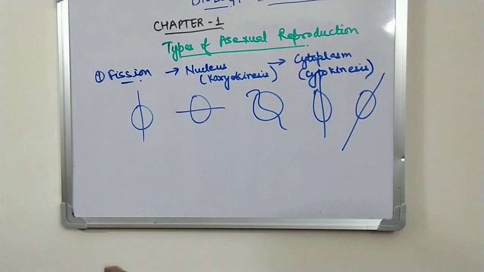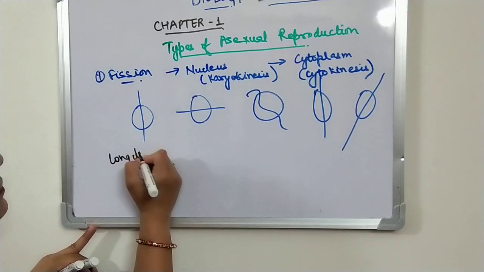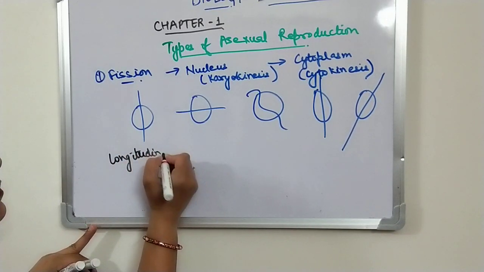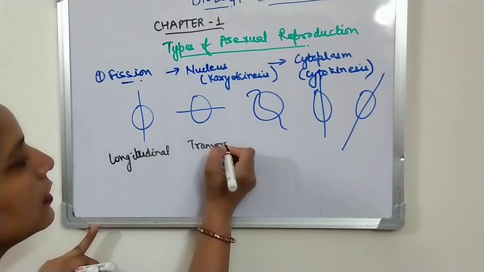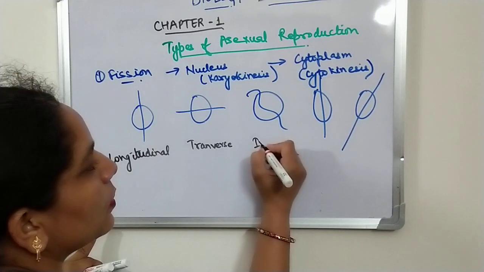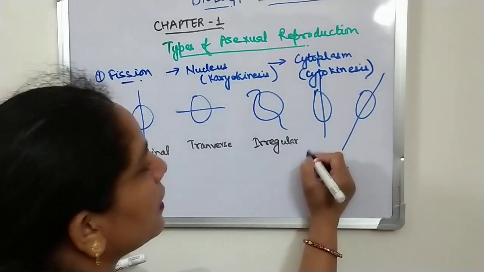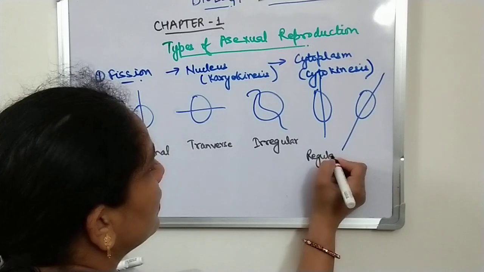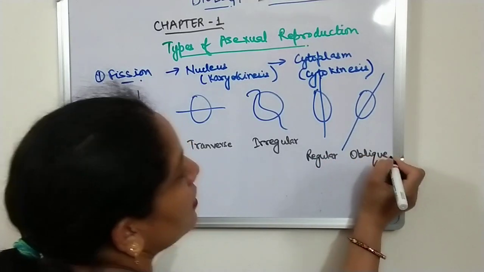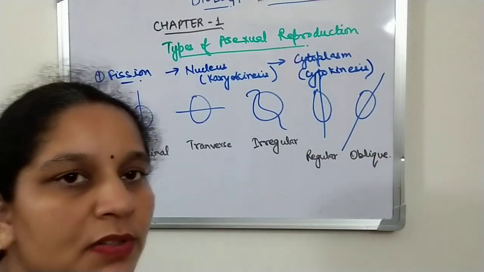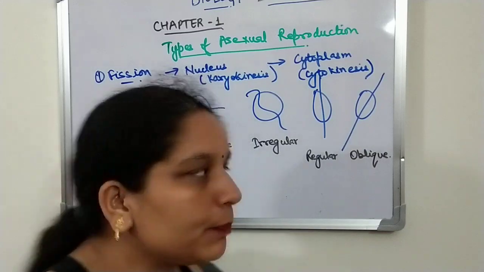This first one is known as longitudinal. Second one is known as transverse. Third one is known as irregular. Fourth one is known as regular. And fifth one is known as oblique. So these are the different types of fission depending upon the division of the plane.